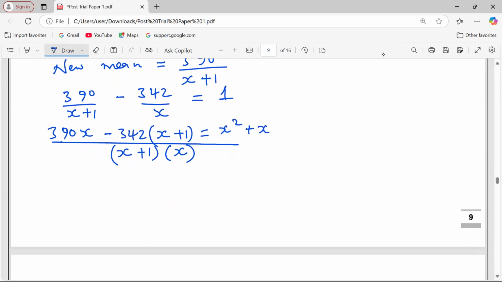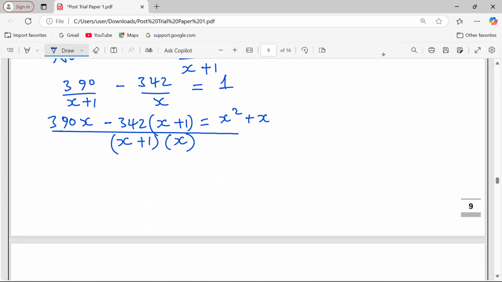x squared plus x after expanding it. So now we are done with the LCM. We can now open brackets and group terms together. 390x minus 342x minus 342 equals x squared plus x.